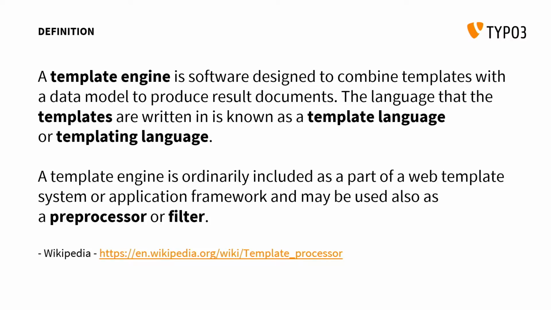I copied this from Wikipedia, because I'm a lazy developer. A template engine is software designed to combine templates with a data model to produce result documents. The language that the templates are written in is known as template language or templating language. A template engine is ordinarily included as part of a web template system or application framework and may also be used as a processor or filter. This is important because we will hear these kinds of words later on, and it will also make a point about what we will talk about.